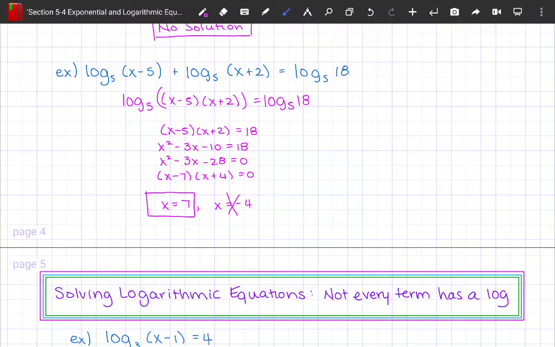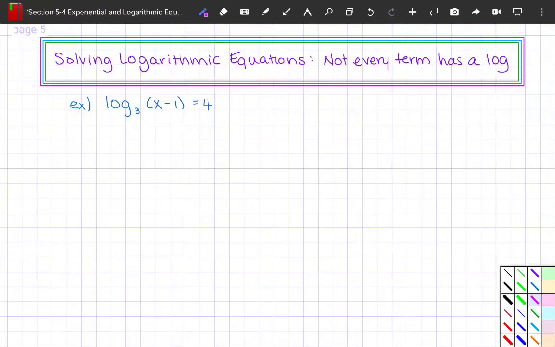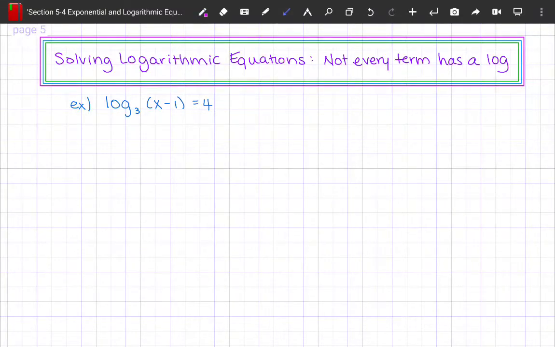Okay, we just got one more type of problem to go through, and that's logarithmic equations where not every term has a log. Okay, so let's see what happens with not every term having a log. Some of you guys probably see it already. Here's, again, a very simple one to start with, but we do have a log on one side, but there's no log over here.